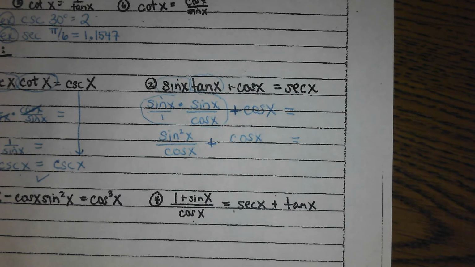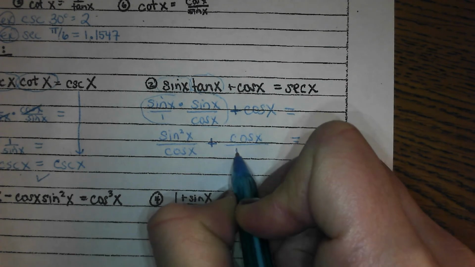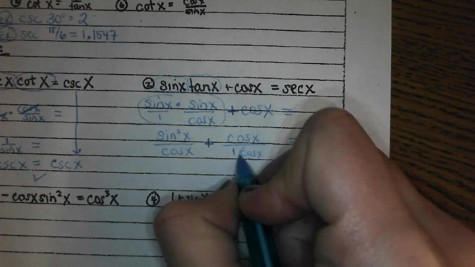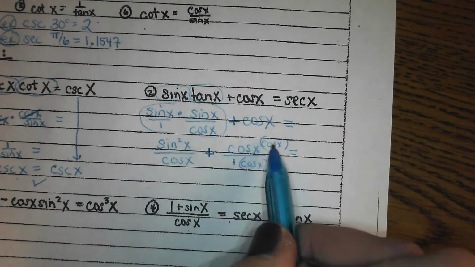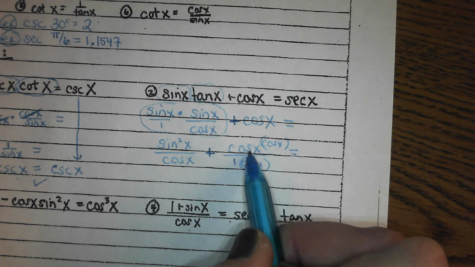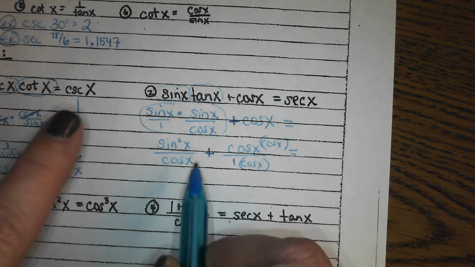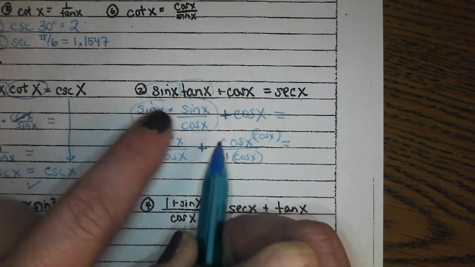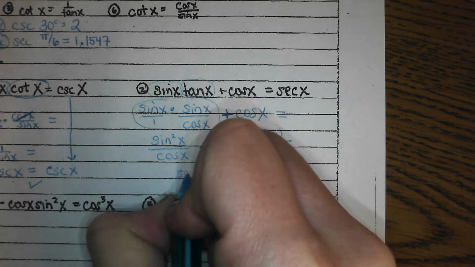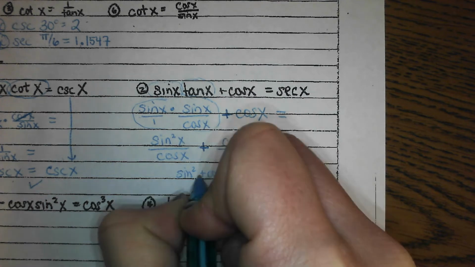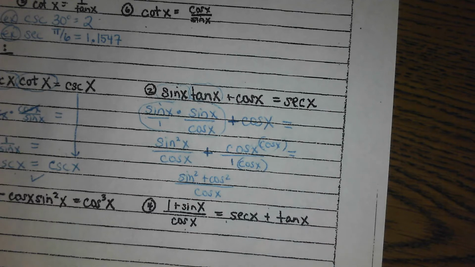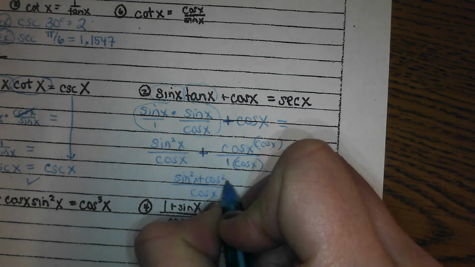But I can't add them together until I have a common denominator. So this right now is a denominator of 1. So what does it need? Cosine x. Which means, what is this numerator going to become? Cosine squared. So now that they both have a denominator of cosine x, I can add their numerators. Sine squared plus cosine squared, all over the common denominator. I forgot to write it. Nothing. Thank you.